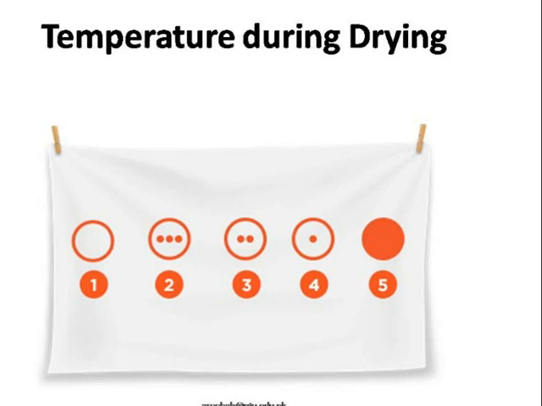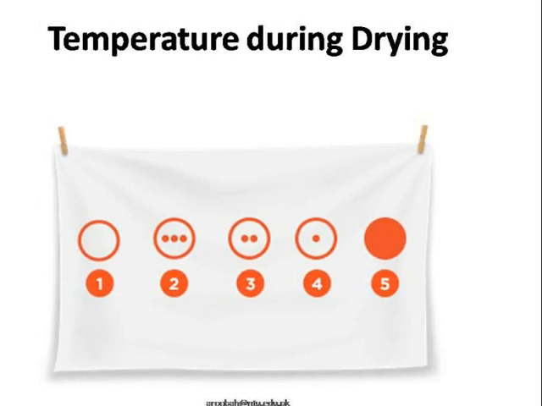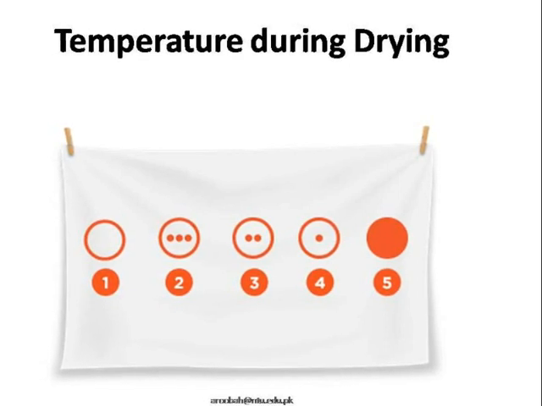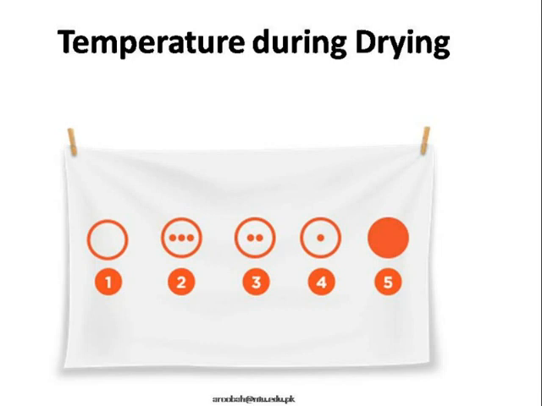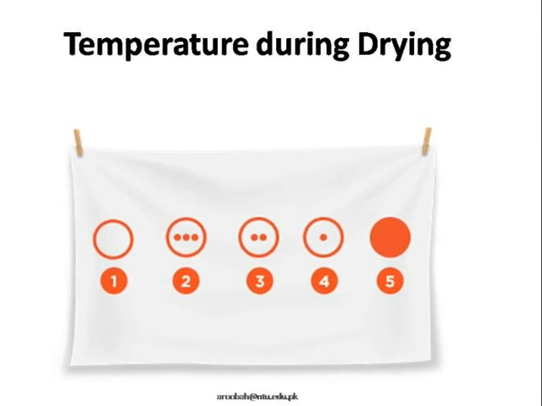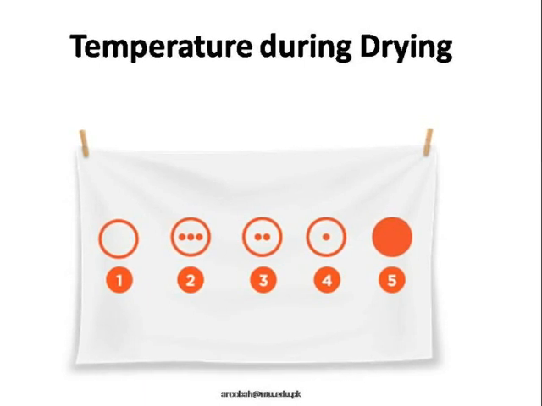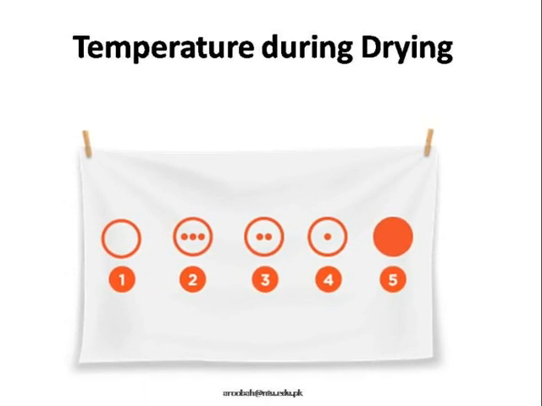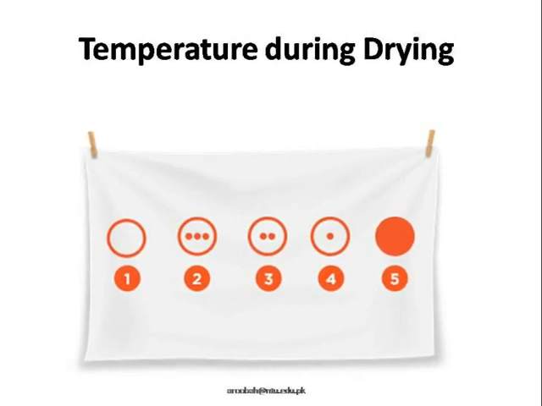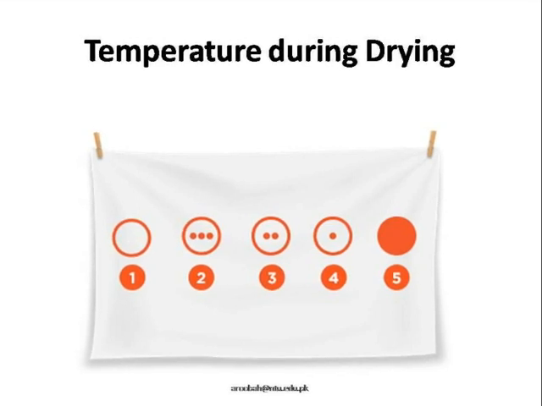Selection of temperature is also a very important factor in reference to different types of fabric. For example, there are many fabrics, especially synthetic ones, which are damaged by heat. For example, tissue or organza. If you use high or medium heat while drying these types of fabric, it will cause permanent wrinkles in them.